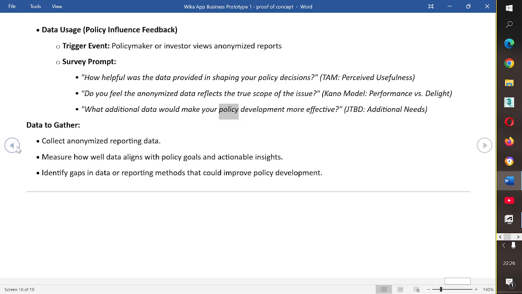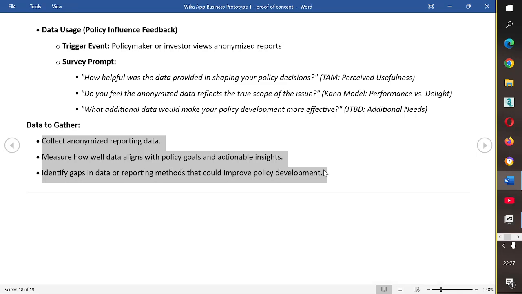Now, the data we're gathering is to collect anonymized reporting data to measure how well data aligns with policy goals and actionable insights, and then identify gaps in data or reporting methods that could improve policy development. Now, this is not possible only from user data. We have to know which government agencies and international organizations are interested in this data, and exactly what they're interested in. And then we align what we are collecting here with them.